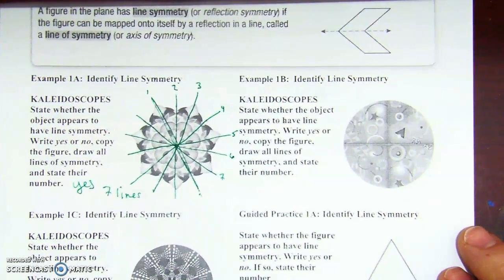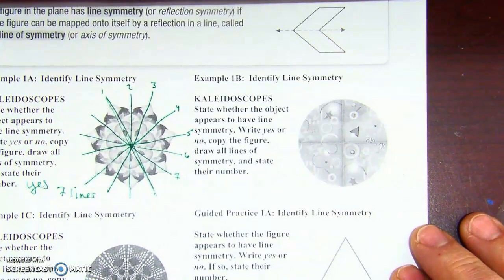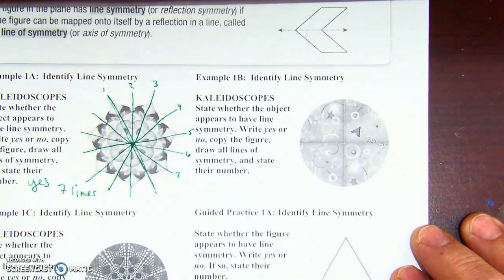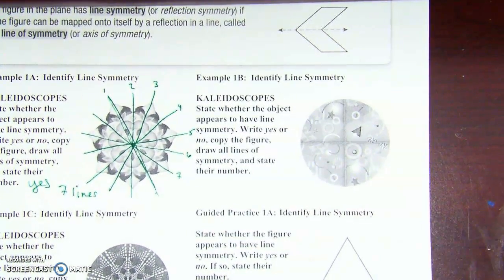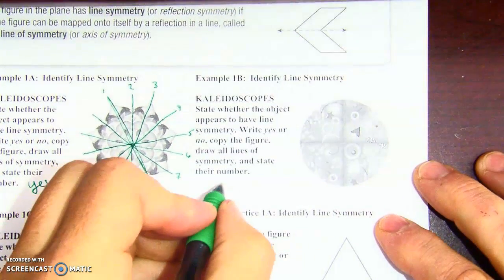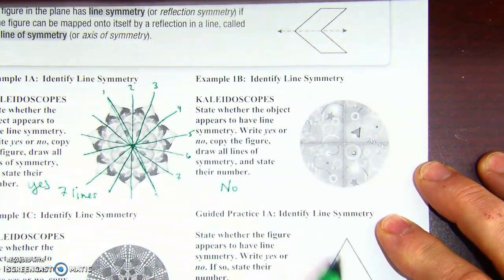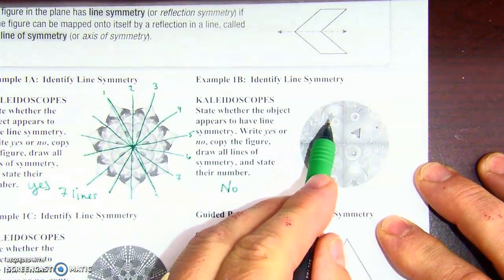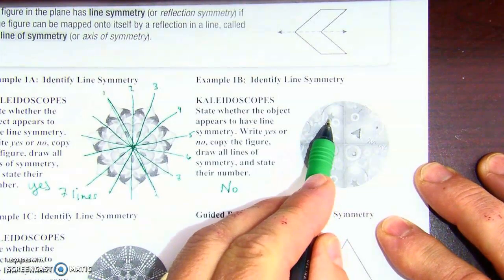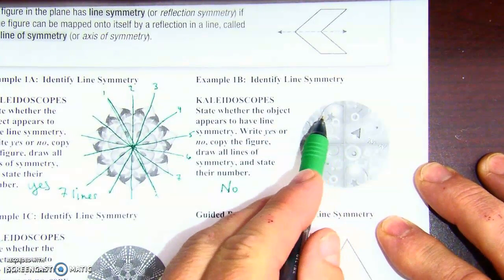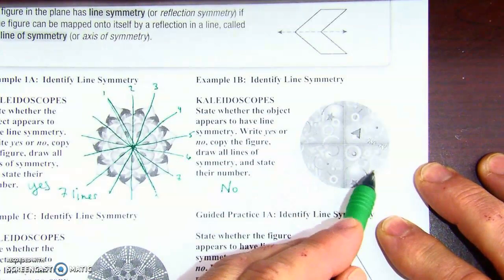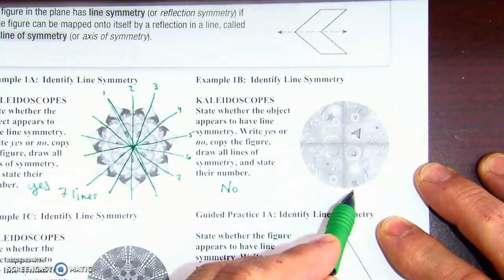So let's look at the next one, our kaleidoscope of this one here. What do you guys think about this one? I am going to tell you that the answer is no. Why is that the case? Notice what we have up here. We have a star next to a shiny little point. If I were to look across it, I don't see the star or shiny spot. There's one over here, but it's a lot further down.